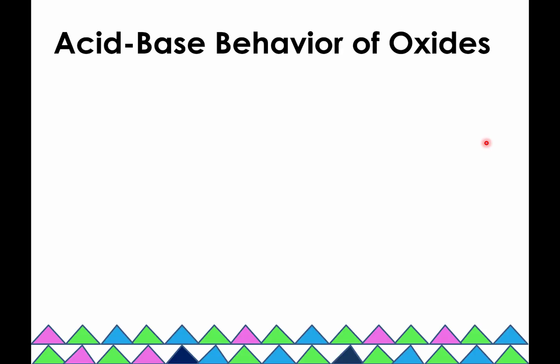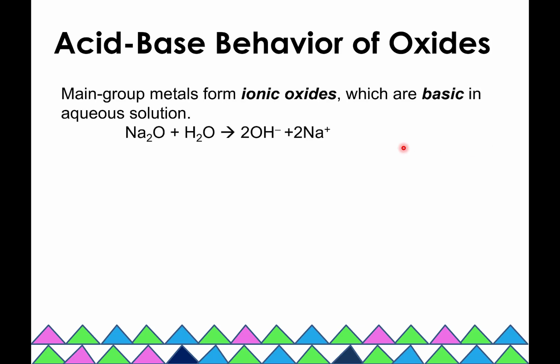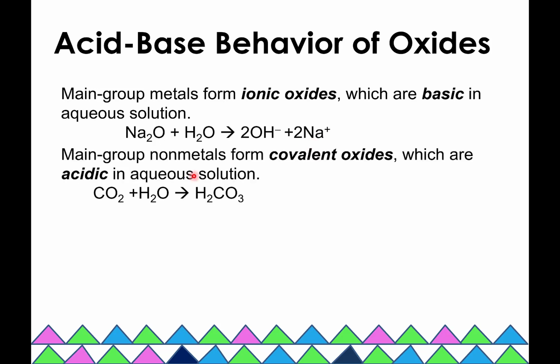So we need to talk about oxides. Anytime you have a metal, it forms ionic oxides, which are basic. For example, sodium oxide plus water. If you dissolve sodium oxide in water, it forms hydroxide anions and sodium cations. So the pH will increase and the solution will be basic.